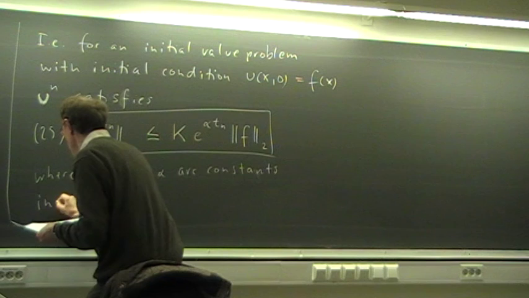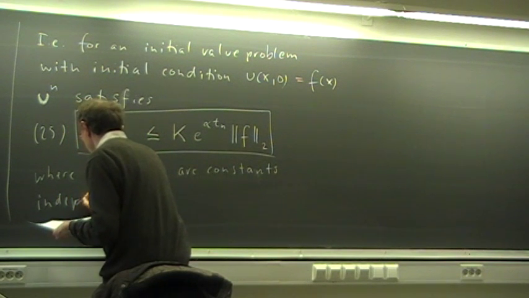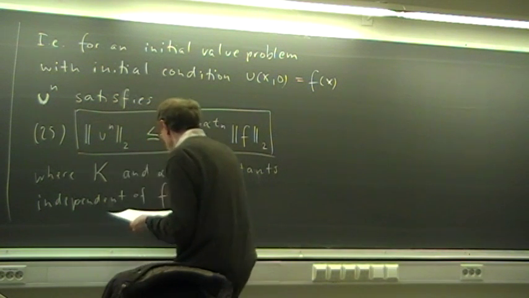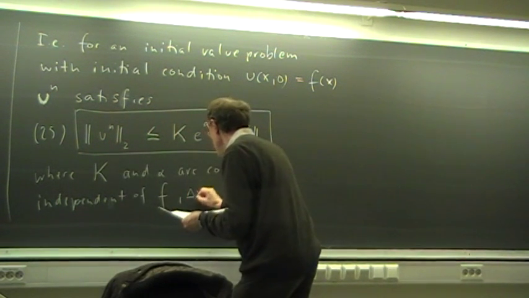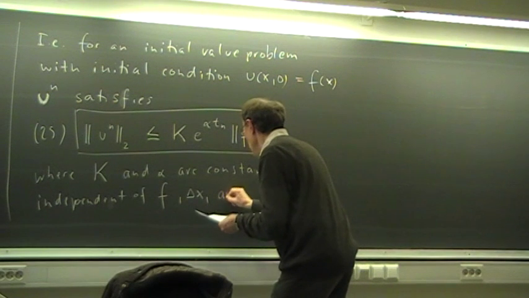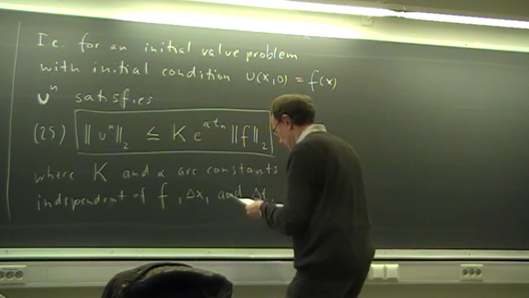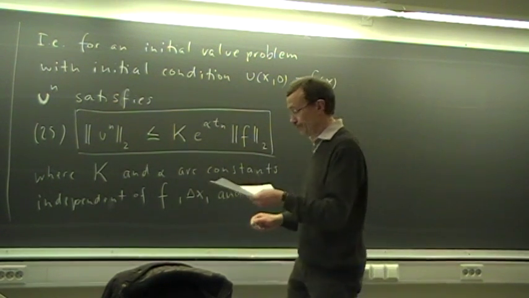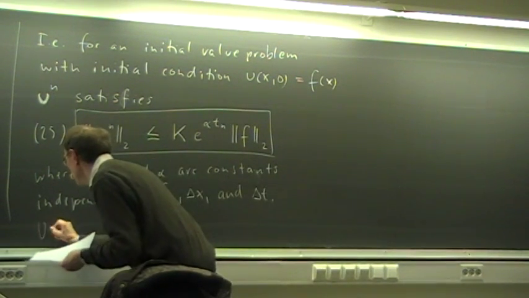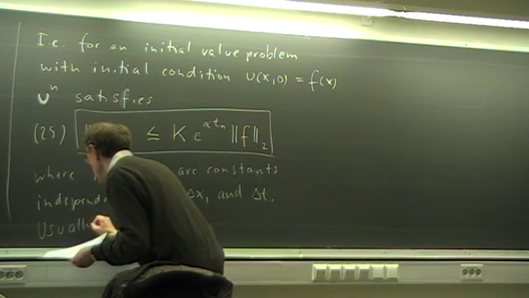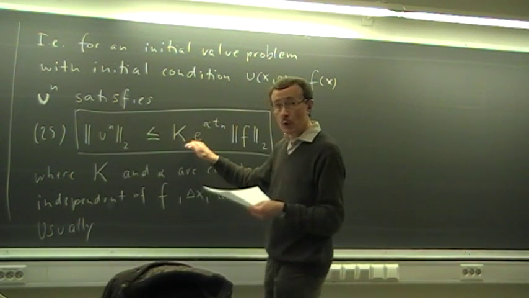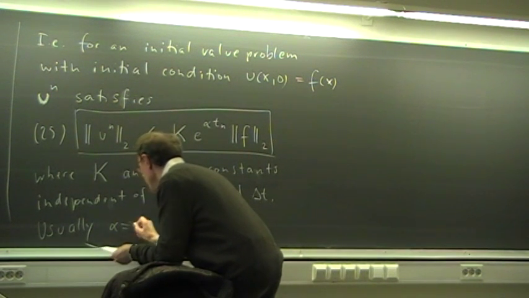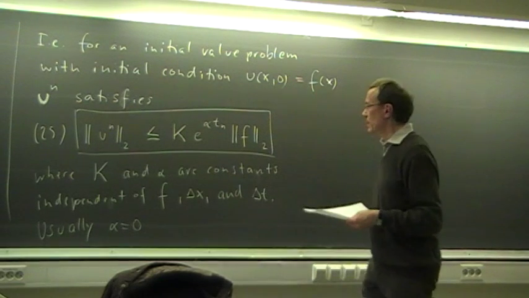independent of the initial condition f, grid spacing delta x, and time step delta t. And usually the alpha is 0. But the definition is general so that we can allow even for exponential growth. Usually alpha is 0. So for our examples, usually alpha 0.